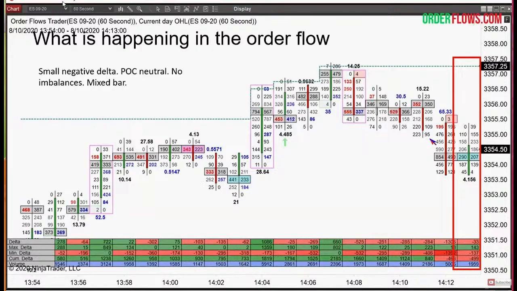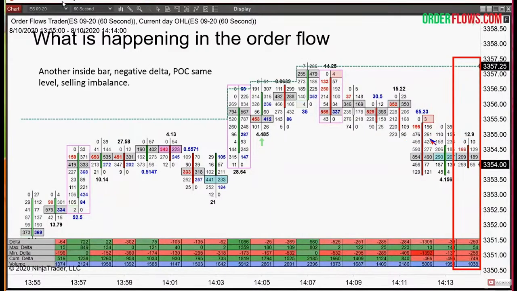Okay, then the next bar, just an inside bar, still got negative delta. Point of control is neutral, it's the same price. You don't have any imbalances, kind of a mixed bar. Then the next bar, again, another inside bar. You still have negative delta. Point of control, same level. You do have one selling imbalance.